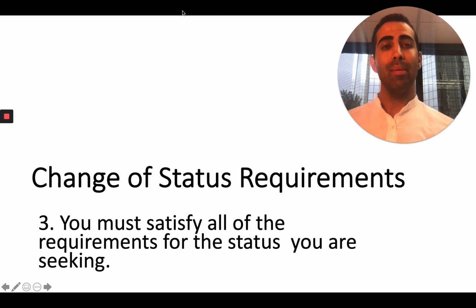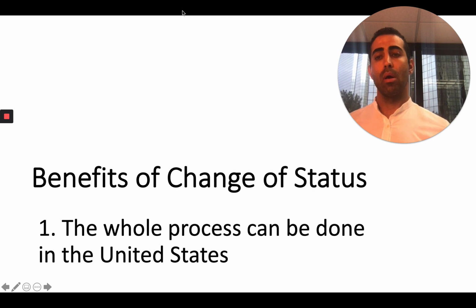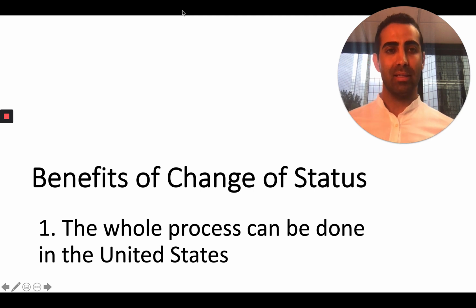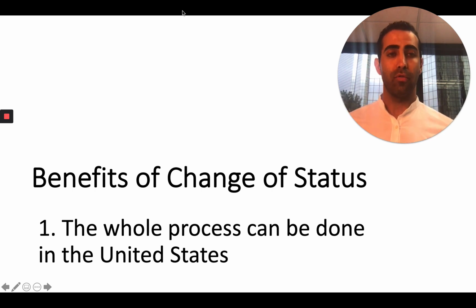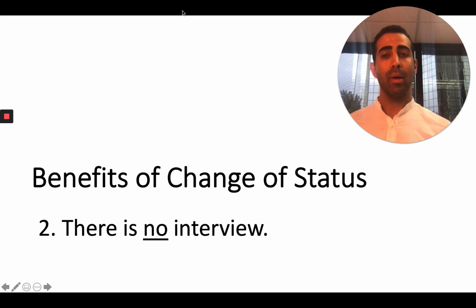Now that we've talked about the requirements, I want to talk about the benefits. So the first benefit is that the whole process of doing a change of status can be done in the United States. So you don't need to leave the United States to conduct a change of status. The change of status is done through USCIS, and it can be done while you're in the United States. Another benefit of doing a change of status is that there's no interview. So, for example, when you're applying for a visa, you have to attend a visa interview at a consulate or an embassy abroad. When you do a change of status, there is no interview. It's all done through paperwork that's submitted with USCIS.